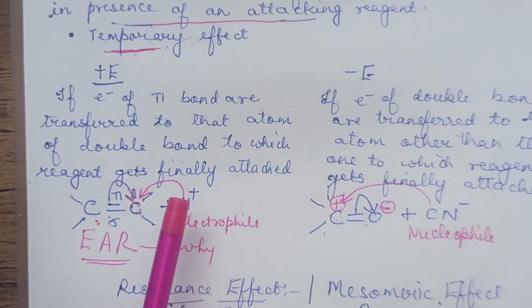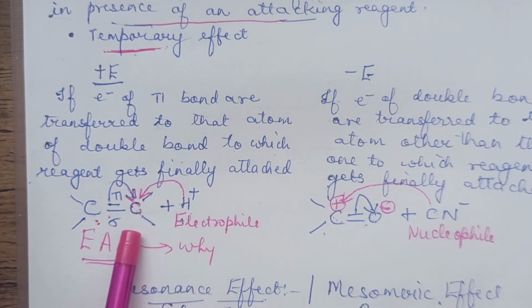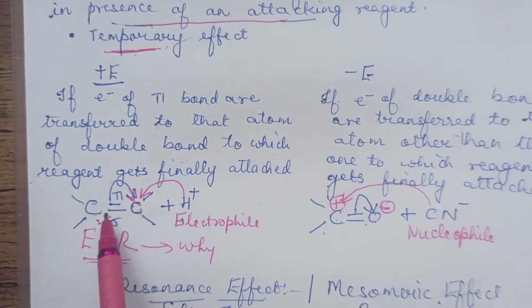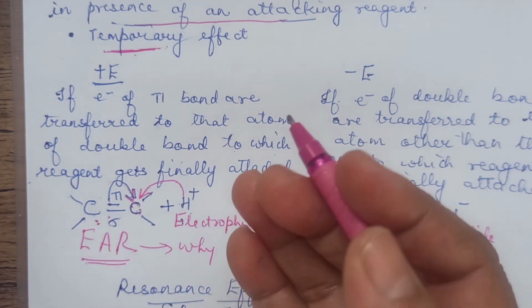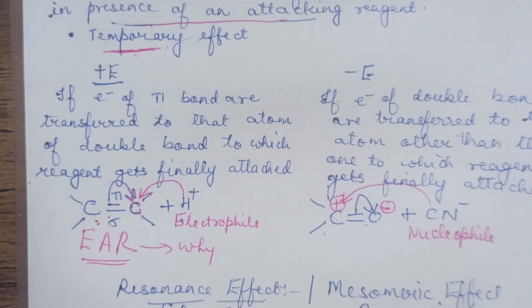And why electrophilic addition, where an electrophile is attacking it? You will say, because the double bond is between two similar atoms. Two similar atoms means electrons will be equally distributed, so any attacking reagent, that is an electrophile, can come and get attached to it.